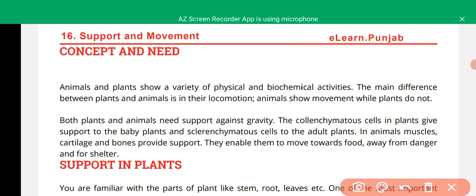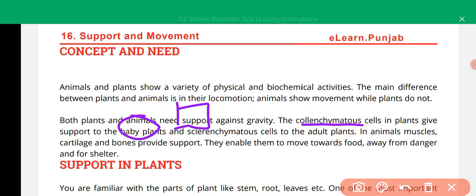Both plants and animals need support. Both plants and animals show various types of movements. We will focus on the support and the types of movements shown by different types of plants. Various types of cells help in support in plants, like collenchyma cells, which are very useful in baby plants. They give support to the baby plants.